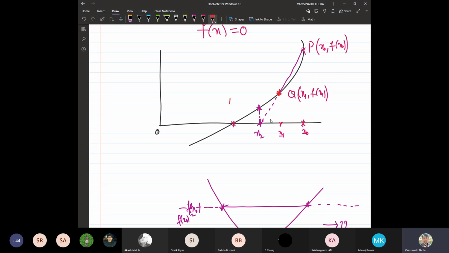let me represent with R, x2 comma f of x2. This is the point on the curve. Now you join these two points with a straight line and extend it till it meets the x-axis. Once we reach the x-axis, call it x3 and again you go back to the function value. Now you do the same process again.